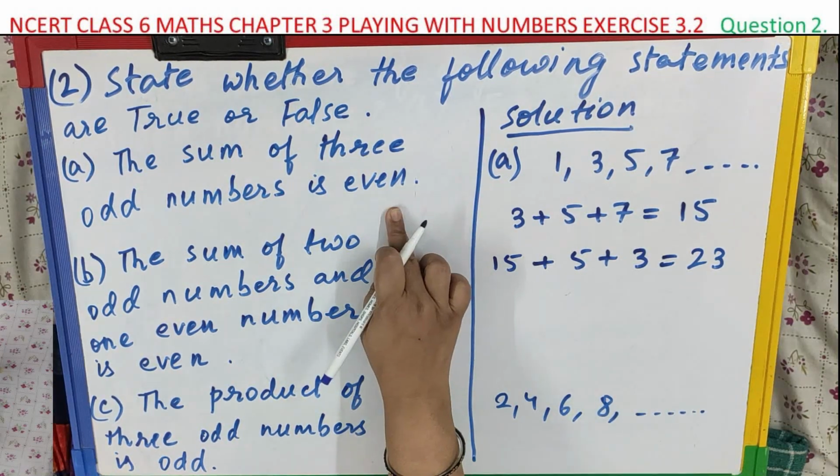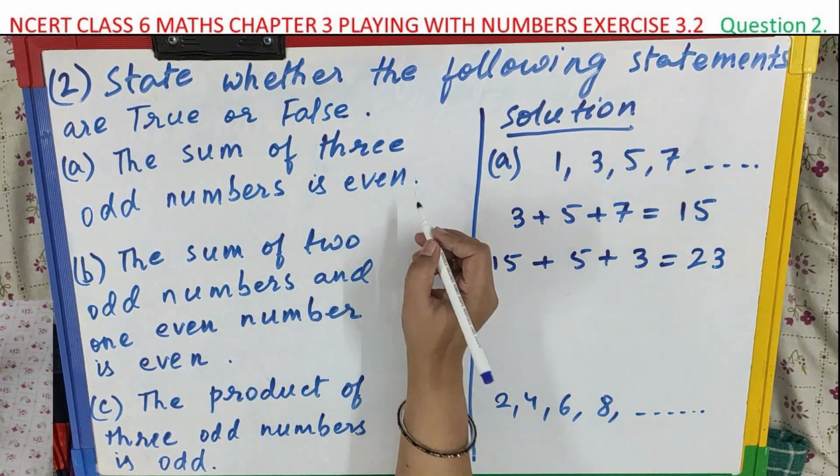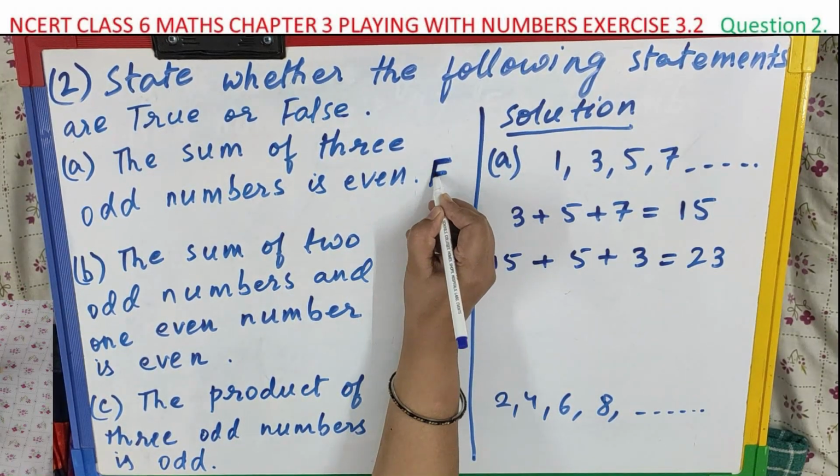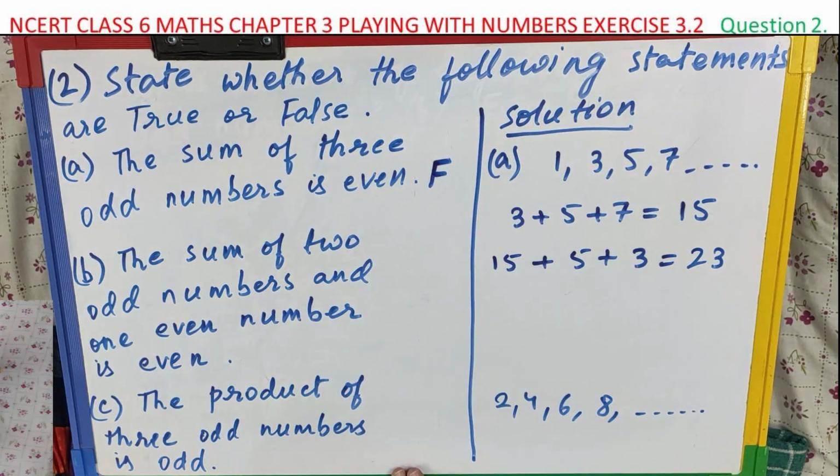It is not an even number. It means the statement is wrong. It is a false statement. So we will write F. F means false, wrong statement.